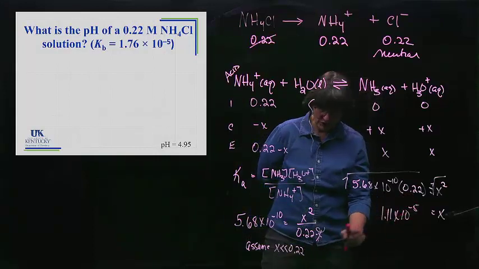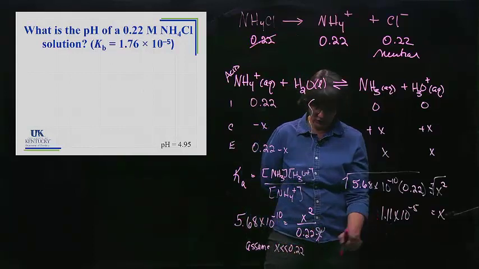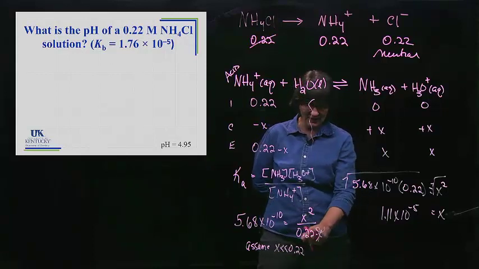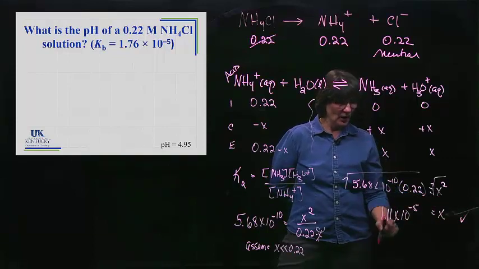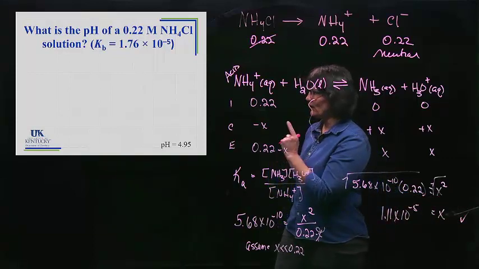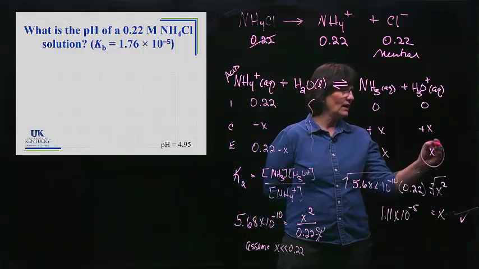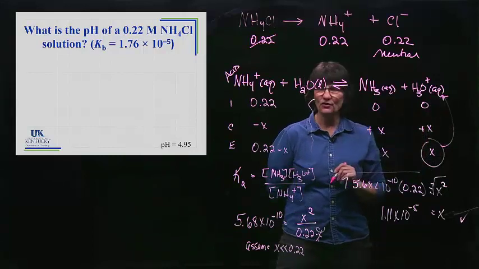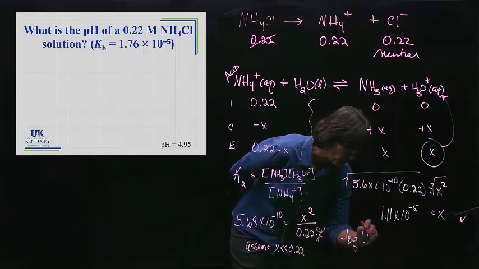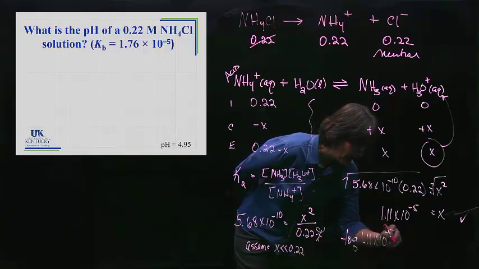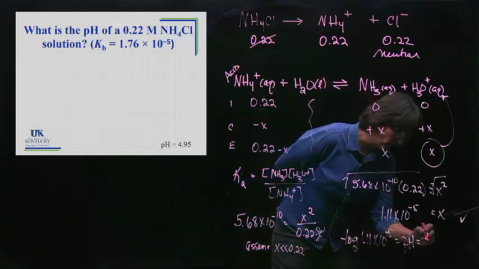We check our assumption. Is X much, much smaller than 0.22? Certainly. If I took this and subtracted it from 0.22, I'd still get 0.22. Great assumption. Check. Now, we have to go back and say, I've solved for X. What did they want to know? Wanted to know the pH. What does X give me? X gives me the concentration of H3O+. So if I take the negative log of 1.11 times 10 to the minus 5, I will have the pH. And the value for that is 4.95.